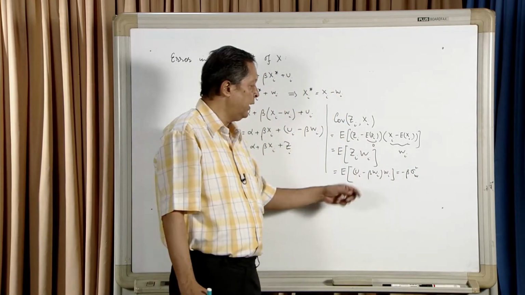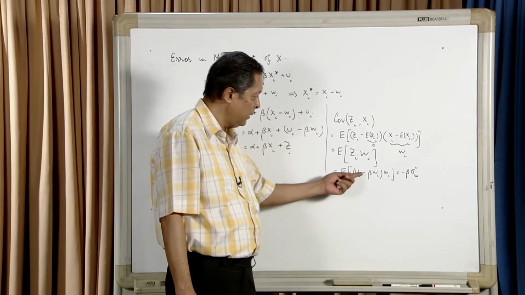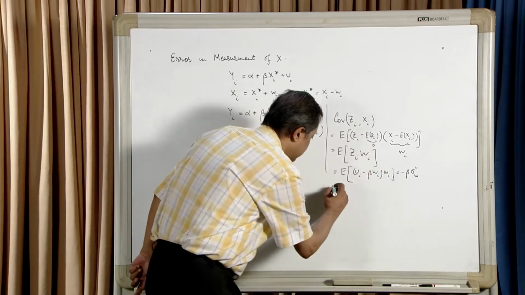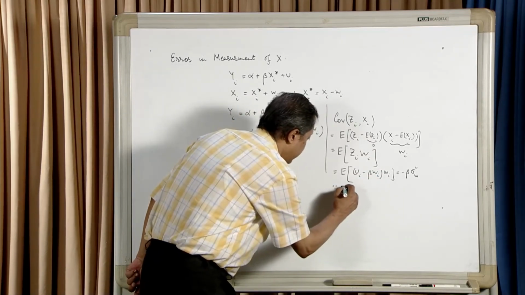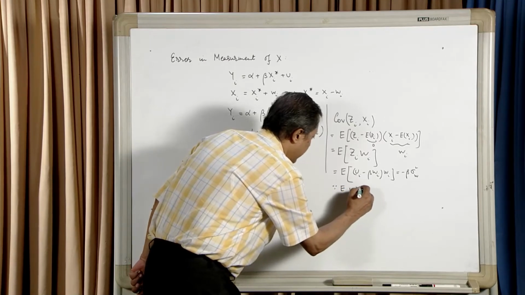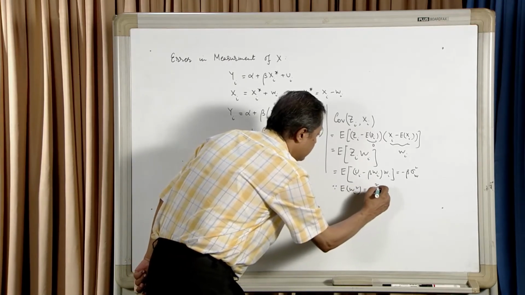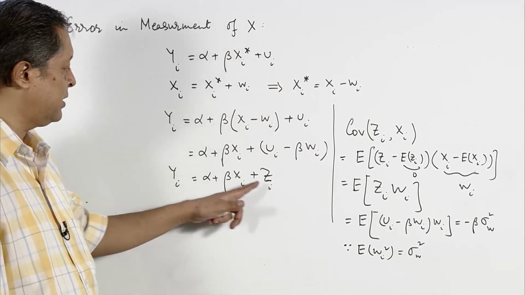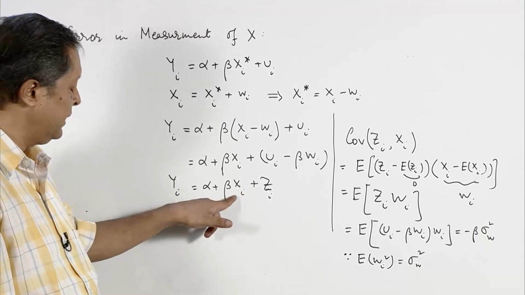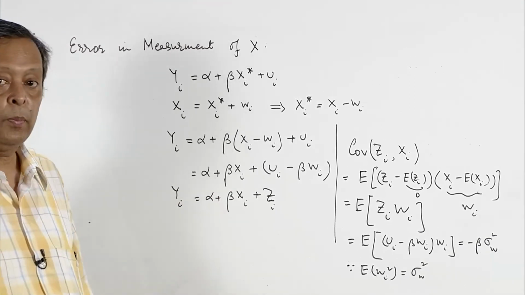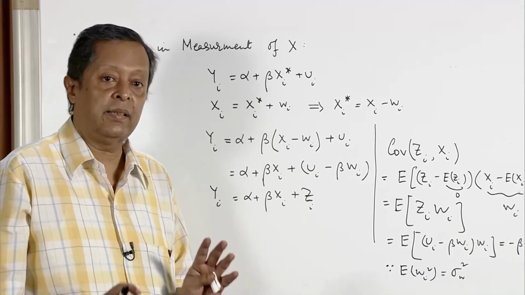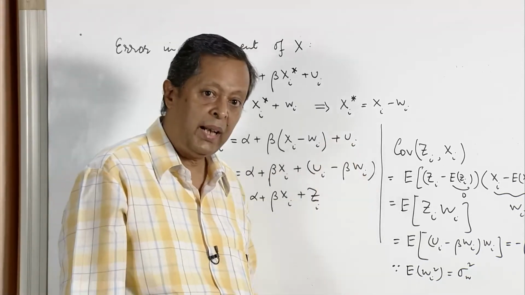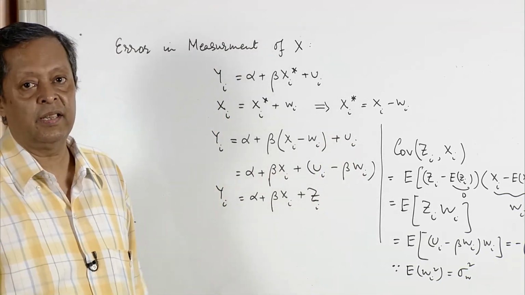u and w are uncorrelated, the first term is taken care of, but second term is minus beta wi square, and expectation of wi square is by definition equal to sigma square w. So, z and x, the disturbance term, random disturbance term and the regressor, they are correlated. So, the fundamental assumption of classical linear regression model falls through. So, therefore, we will have biased and inconsistent estimate.